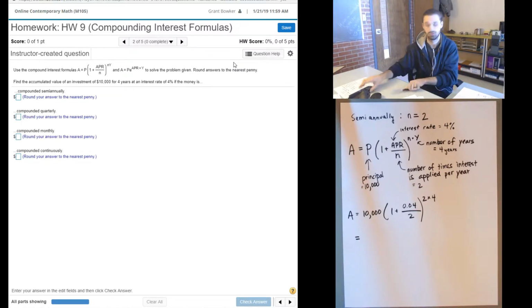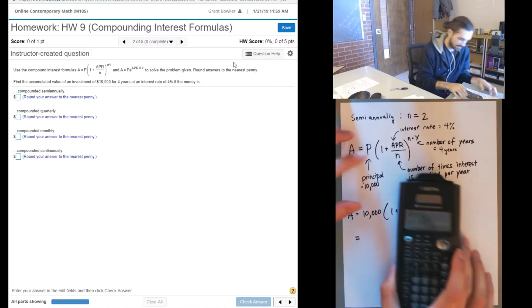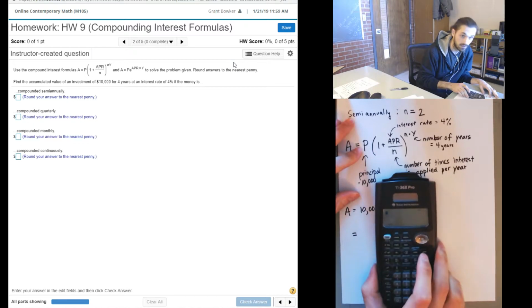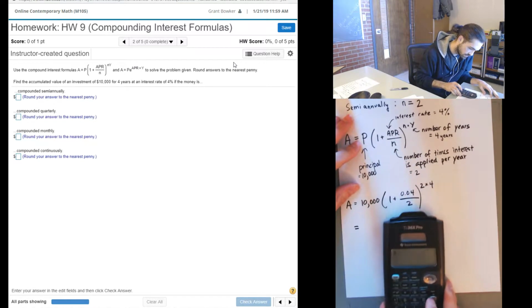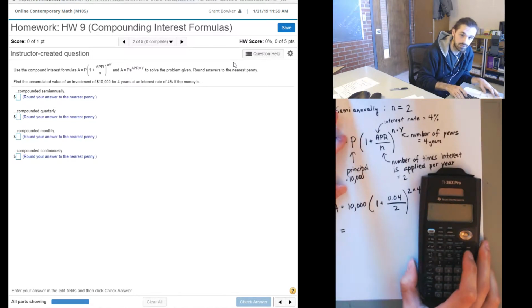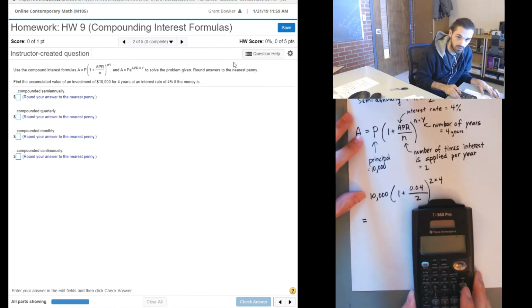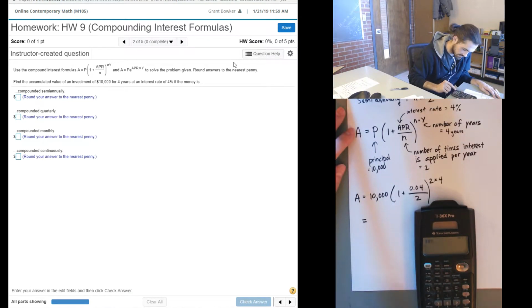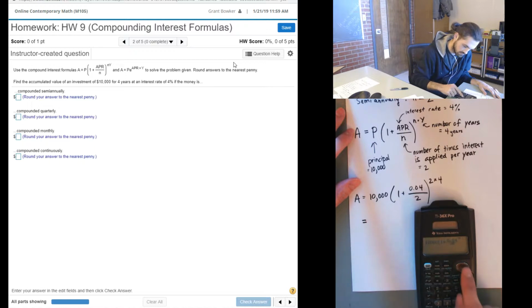All right, I'll appeal to the calculator, and here's exactly why I recommend the TI-36X Pro. It has the nice pretty print, or I think what they call is the multi-view. So 10,000 multiplied by 1 plus 0.04 divided by 2, all raised to the 2 times 4.